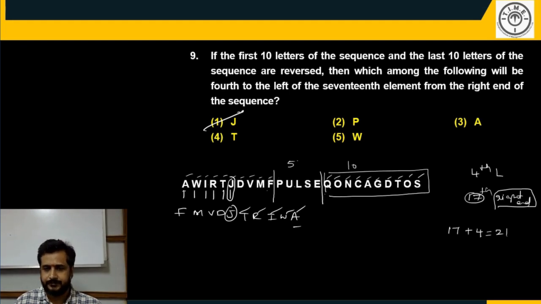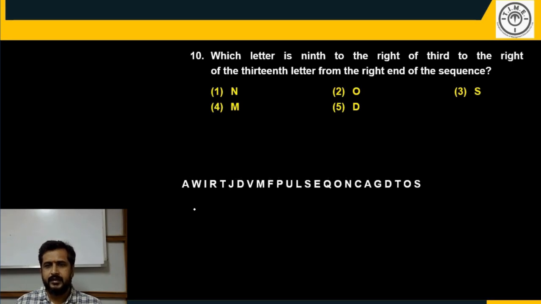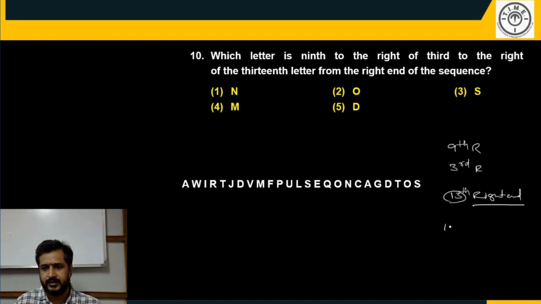Think logically. Okay. Now move to the last question. Which is 9 to the right of, third to the right of 13th letter from the right end of the sequence? So first 9th right, third right, and 13th letter from the right end. So the question is based on the right end. Take the number as it is, 13. In the right end, right will be minus 3. Again right, minus 9. So 13 minus 3, 10. 10 minus 9, 1. So you have to find out the first from the right end. What is the first from the right end? Yes, choice 3.